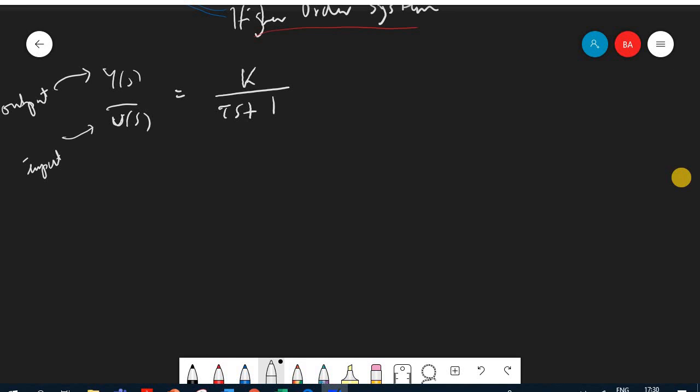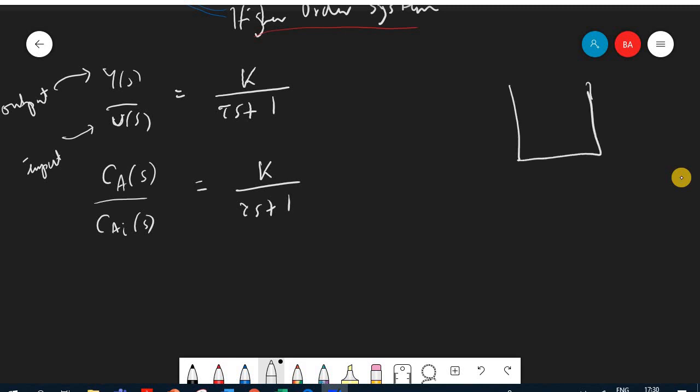And actually, to make you more comfortable, I would ask, for example, how would the concentration change if I change the input concentration, given that it is a first order system? And how is that going to appear here? Just to look at it. So this is my system here. What will happen to the concentration in the tank if I change CAI?